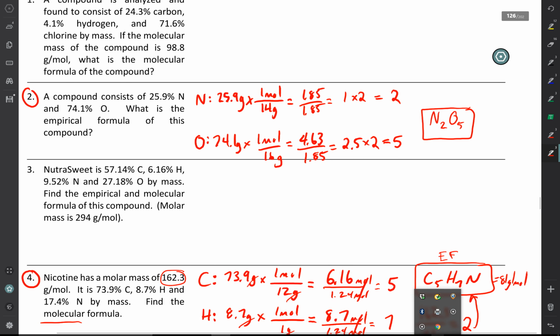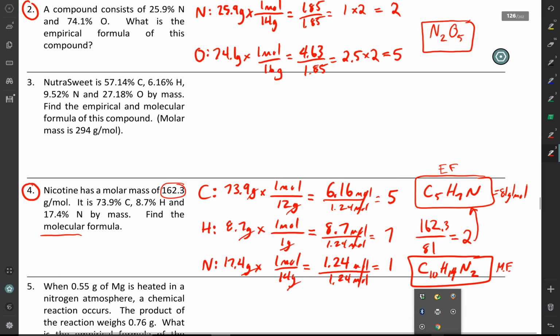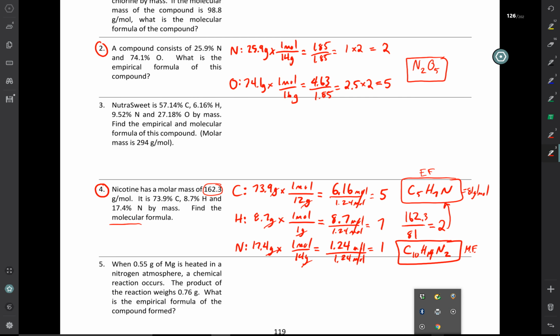All right, that really wraps it up for this lesson as far as finding empirical and molecular formulas. Needless to say, you've got some more practice problems on this page, and I recommend that you get them figured out. I'm going to ask you a question like this on your test.